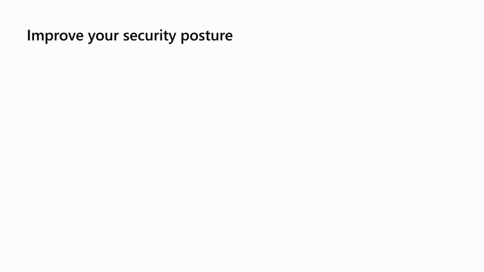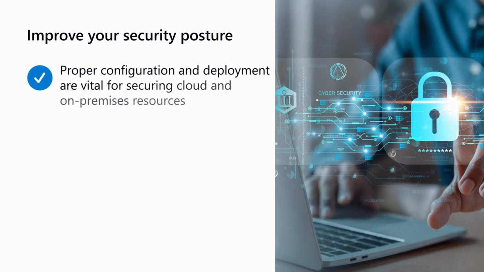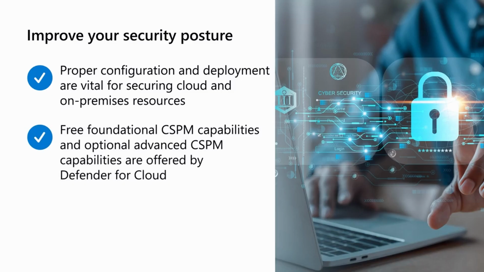Your cloud and on-premises resources security hinges on how well they are configured and deployed. When it comes to safeguarding your environment, the recommendations provided by Defender for Cloud are invaluable. They outline the steps you can take to ensure the security of your setup. The best part is that Defender for Cloud offers foundational CSPM capabilities at no cost. And if you want to go the extra mile, you can activate the advanced CSPM capabilities by enabling the Defender CSPM plan.